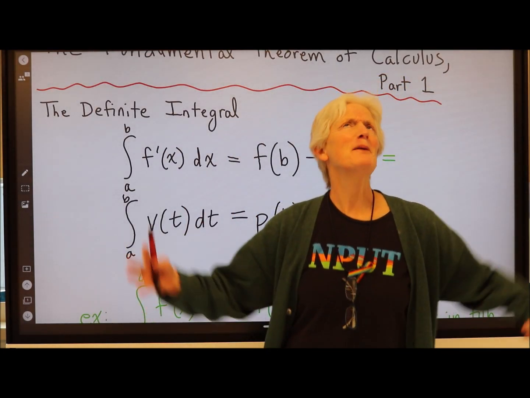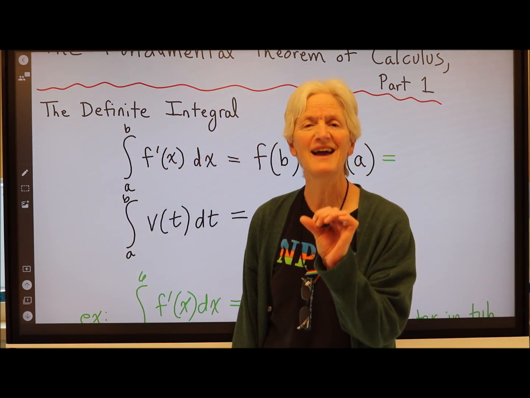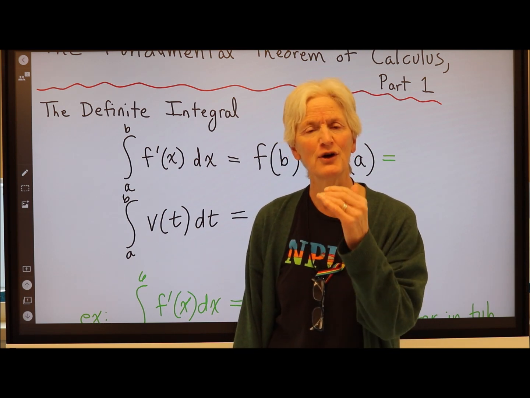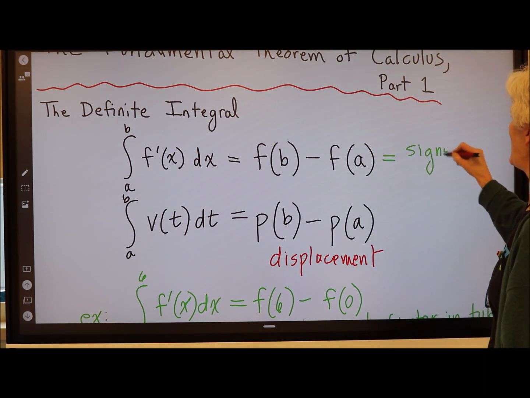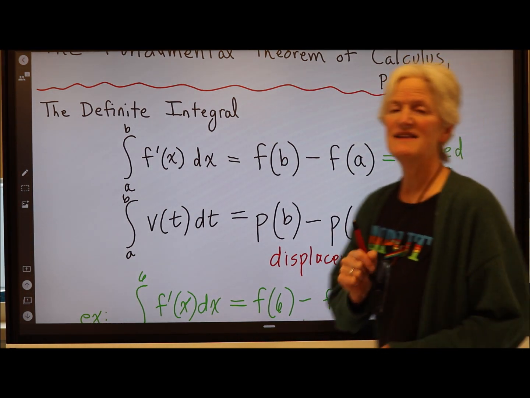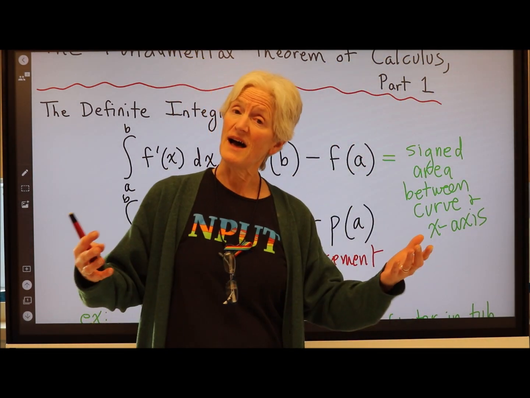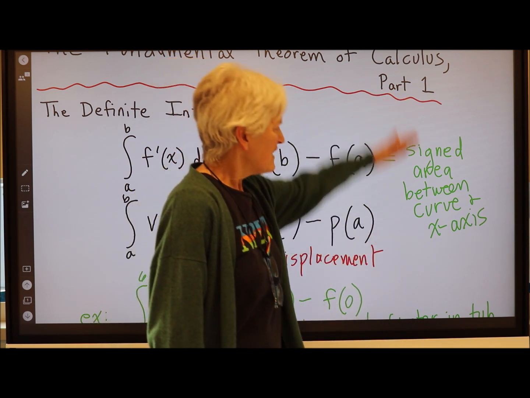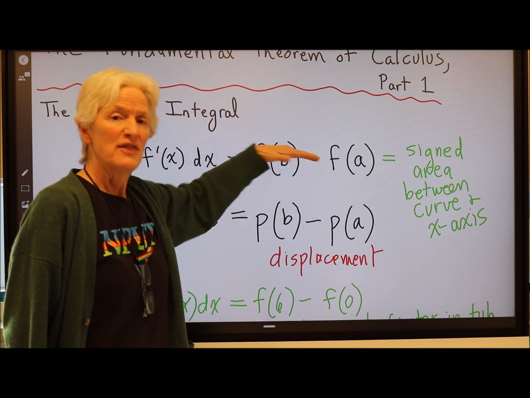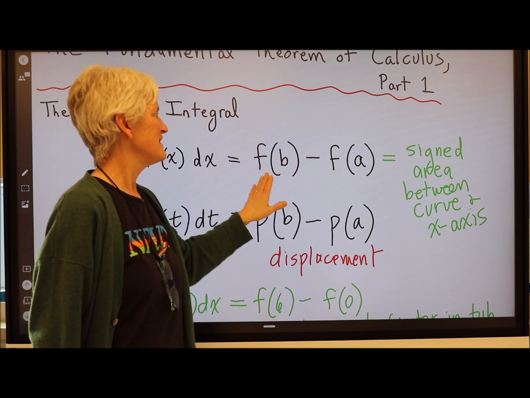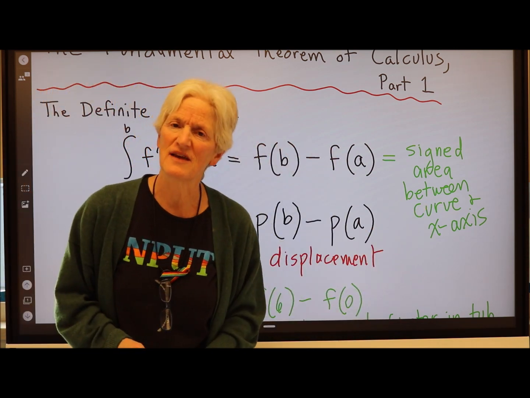Another amazing and mind-blowing thing about the definite integral is that it is the signed area between the curve and the x-axis. What the heck? I say signed area because area by definition is always positive. Signed area allows us to have positive area and negative area. Signed area between the curve and the x-axis is the same as the number that I get when I do the antiderivative, f of b minus f of a. Mind-blowing. Let's look at a couple examples of that.